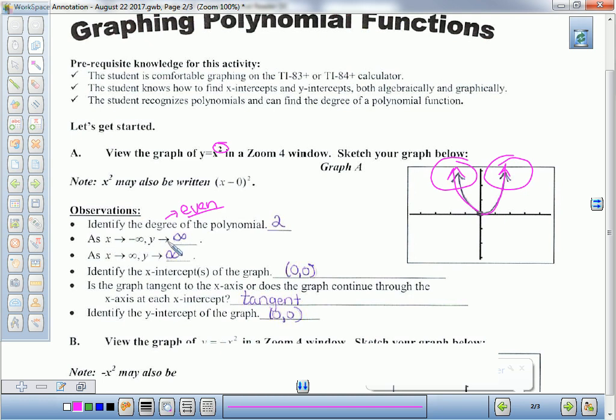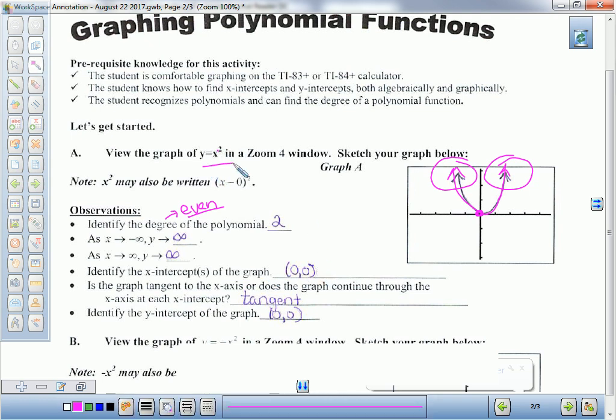So as x approaches negative infinity, so as we go this way, what's happening to the function? The function approaches positive infinity. As x approaches positive infinity, the function approaches positive infinity. Now, this is the parent graph of the parabola, so the x-intercept and y-intercept are both at the origin. So my x-intercept is (0, 0).